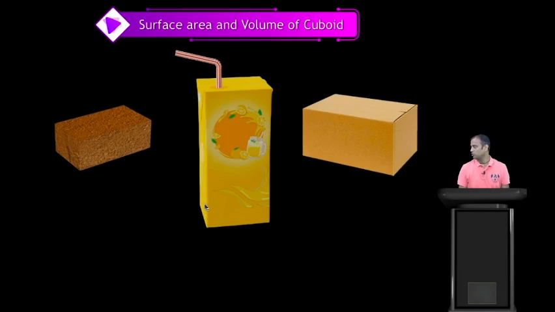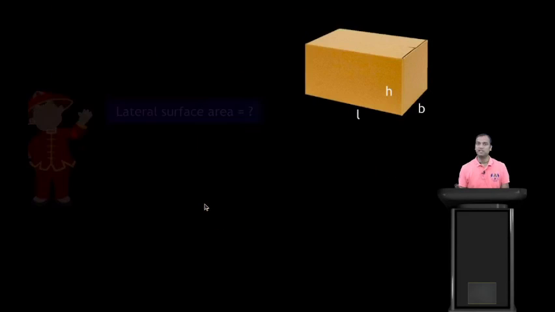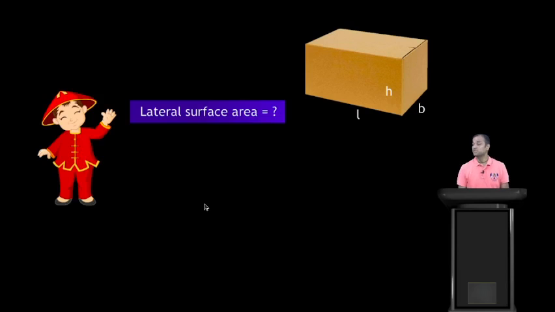Now surface area and volume of cuboid. We know that it has dimensions L, B and H. So what is the lateral surface area? Do you know the meaning of lateral? Lateral means side by side. If we find the area of all four walls of a cuboid, it is called lateral surface area. Can you give me the formula? Okay, students, this is 2 into L plus B into H.